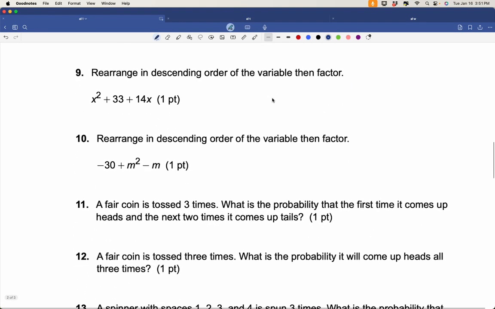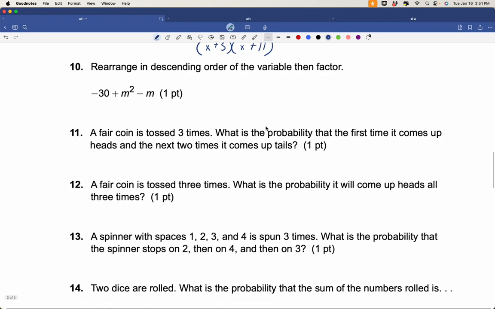We're going to rearrange these in descending order of the variable and then factor. So x squared plus 14x plus 33. Now the only factors of 33 that I can think of are going to be 3 and 11. And that gives a positive 14. So we know the only way to factor that is going to be x plus 3 times x plus 11.